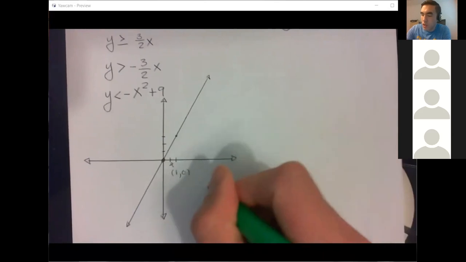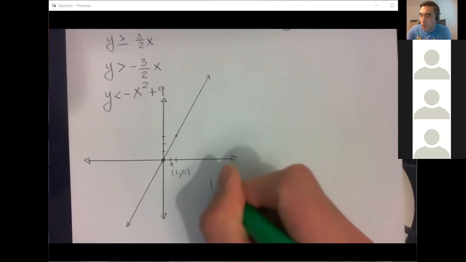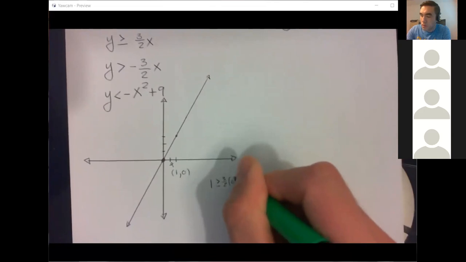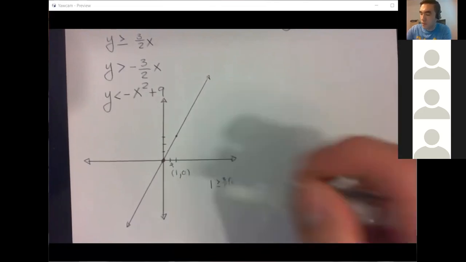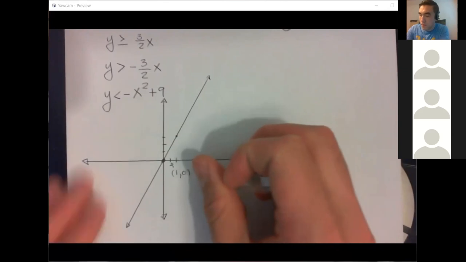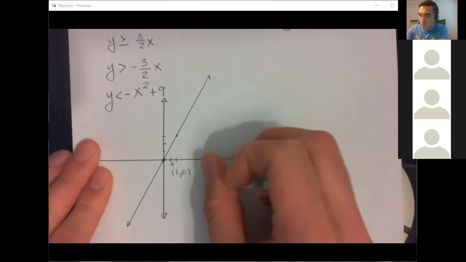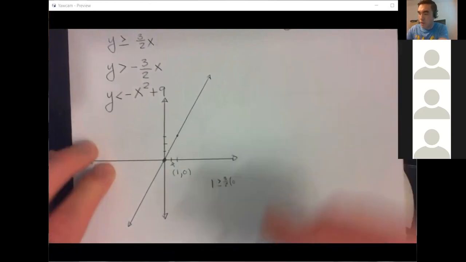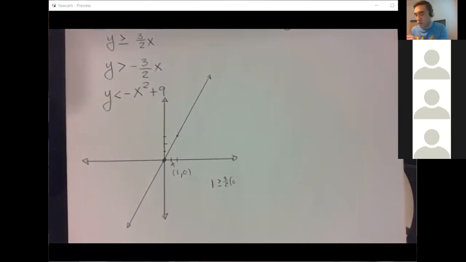And this is to say that, well, 1 is greater than or equal to 3/2 times. Nope. Oh my God. Come on. I know you still have white out.